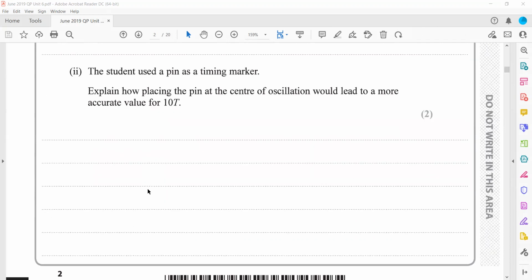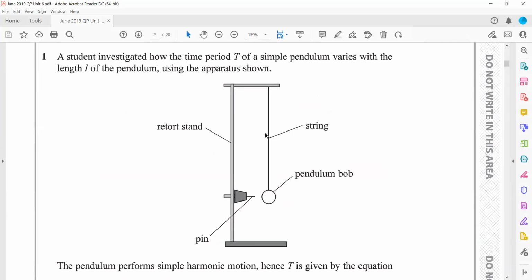The student uses a pin as a timing marker. Explain how placing a pin at the center of oscillation would lead to a more accurate value for 10 oscillations, or 10 vibrations. So what might be a reason for that? Look, this pin is there at the center and the pendulum is oscillating to and fro.